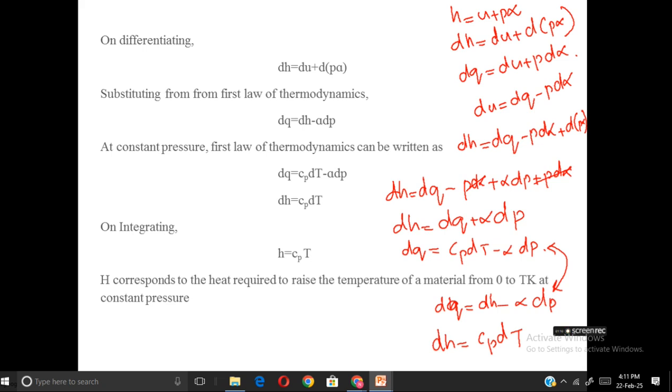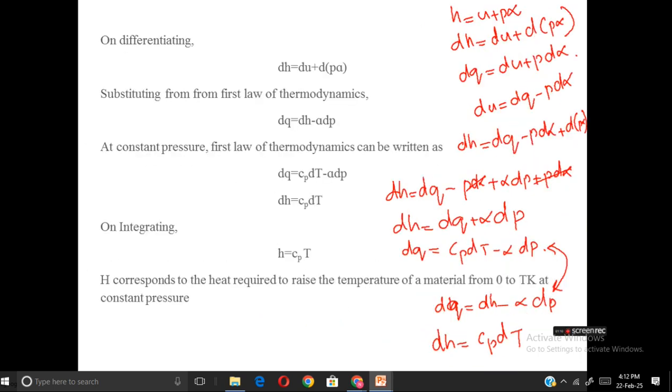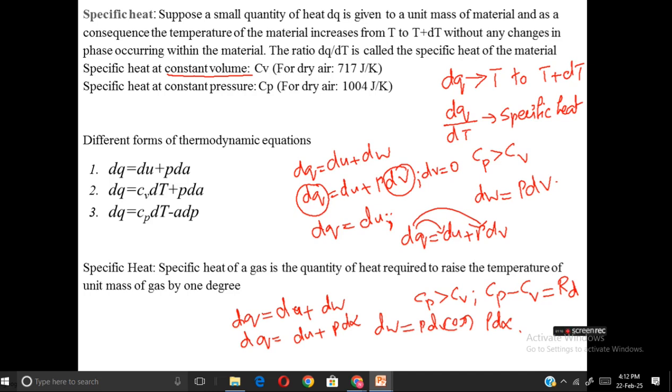So basically, enthalpy corresponds to the heat required to raise the temperature of a material from 0 to T Kelvin at constant pressure. So that is enthalpy. We first learned the first law of thermodynamics, which is Q is equal to U plus W, where W is P dα. W is basically the pressure volume work. So dW is equal to P dα or P dV.